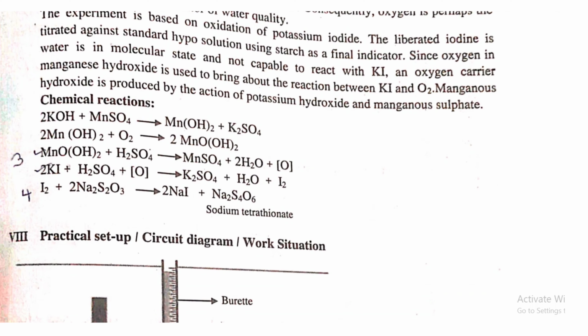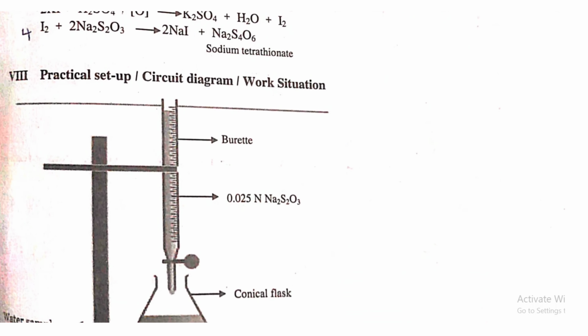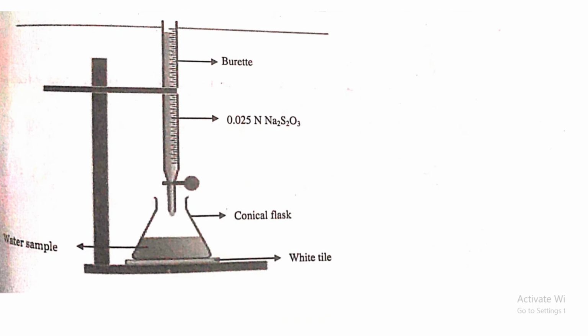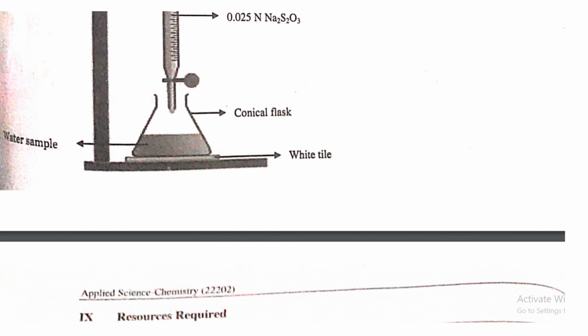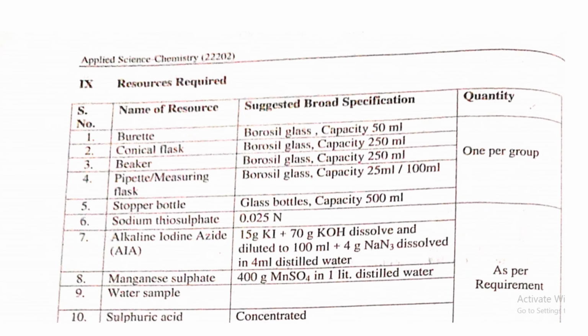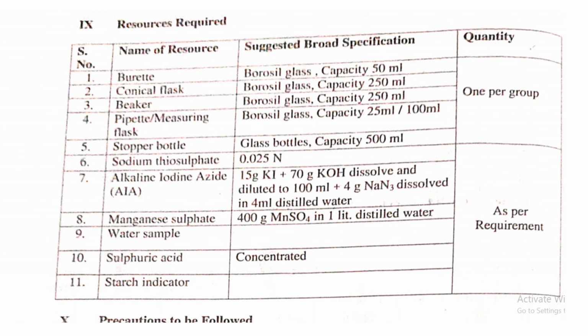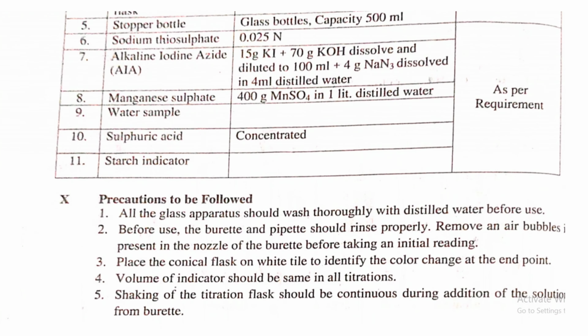See some chemical reactions. Then practical setup is like this. In the burette, 0.025 normal sodium thiosulfate is taken. Then in the conical flask, water sample is taken. Then resources required are burette, conical flask, beaker, pipette, stopper bottle, sodium thiosulfate, alkaline sodium azide solution, magnesium sulfate, water sample, sulfuric acid, starch indicator. These are the resources required.